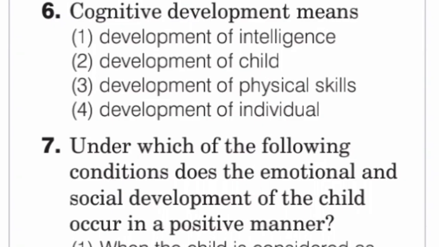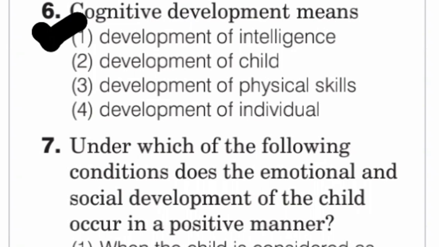Question number 6. Cognitive development meaning. Number 1, development of intelligence. Number 2, development of child. Number 3, development of physical skills. Number 4, development of individual. So this question's right answer is development of intelligence. Cognitive development means development of intelligence.